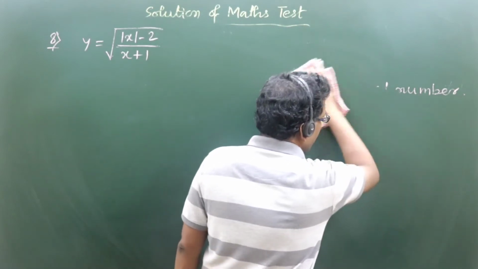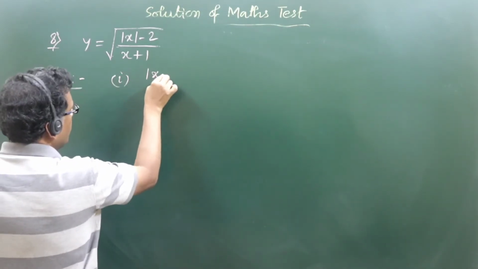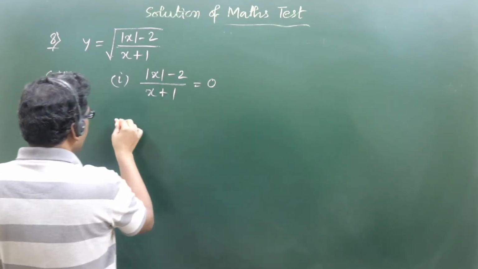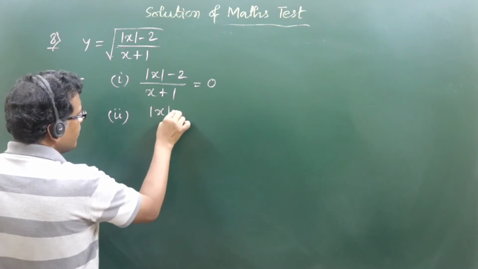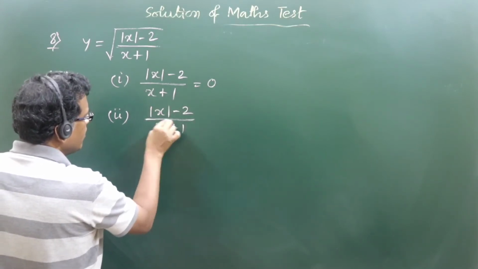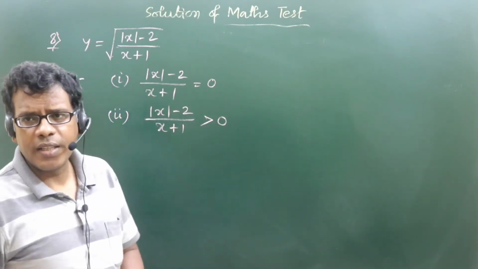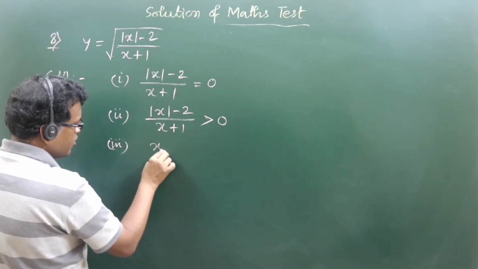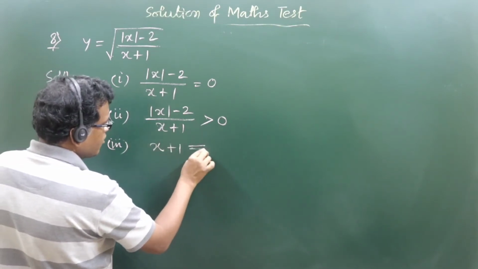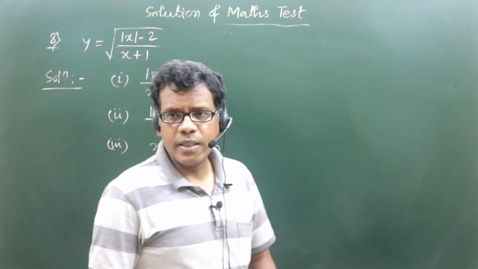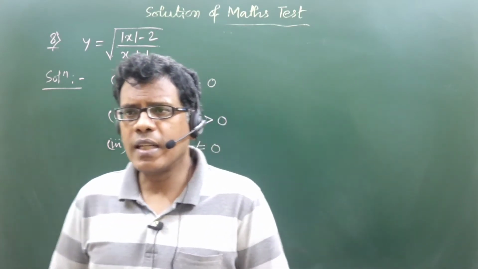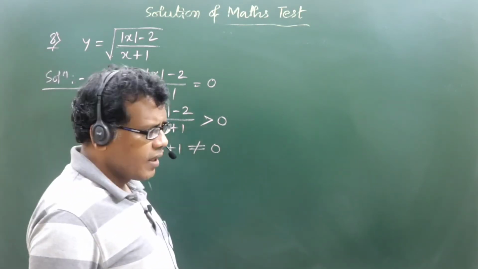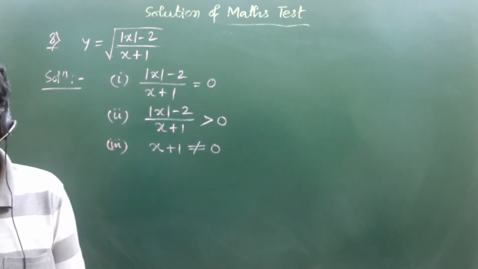So again the same argument you need to make: for mod of x minus 2 divided by x plus 1, first of all, it can be 0. Secondly, it can be positive, right? And the third condition that should be applied is that x plus 1 should be non-zero, being the denominator. Are you getting all the points here? First, the expression under the even root should be 0. Second, the expression should be positive, and importantly, the denominator should be non-zero.